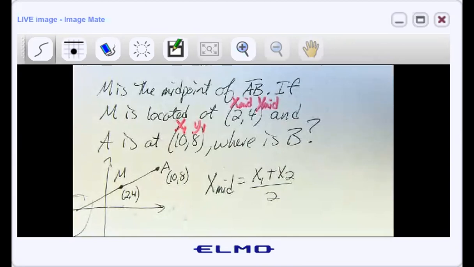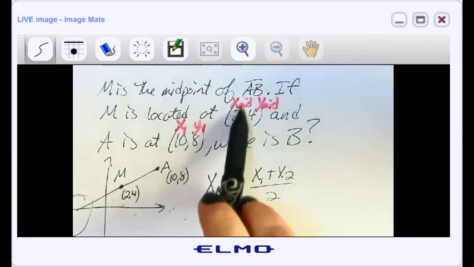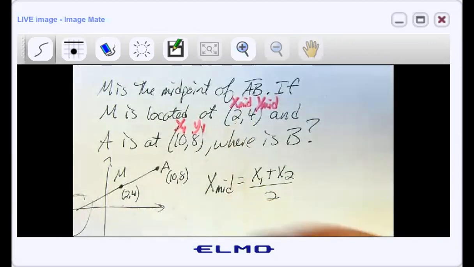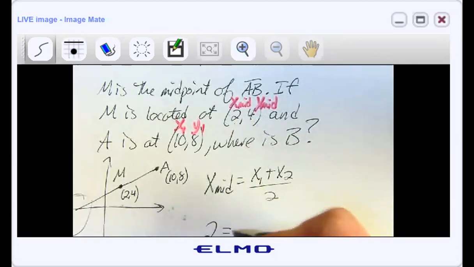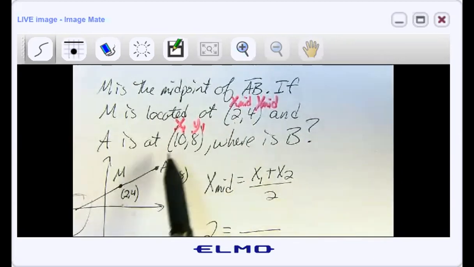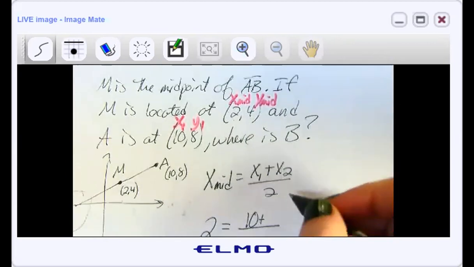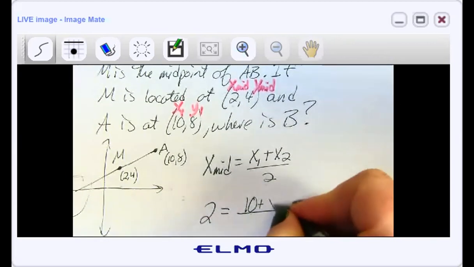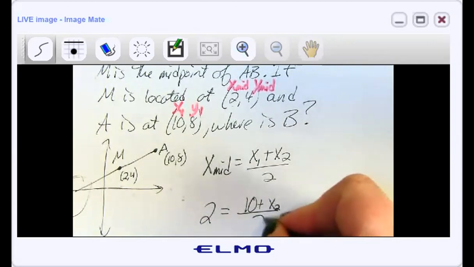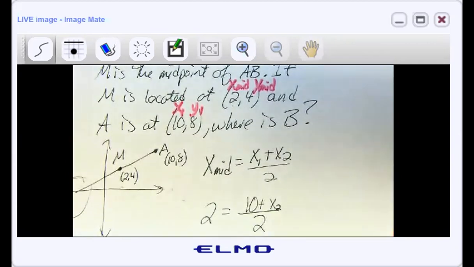So watch this. If I just take this formula and I plug in all the pieces I have, X of the midpoint, we just said was 2. So I put a 2 there. Let's see. X1, that's 10. X2 is what I don't know, so that just stays X2, and I'm always dividing by 2. You now have an equation that you can solve.